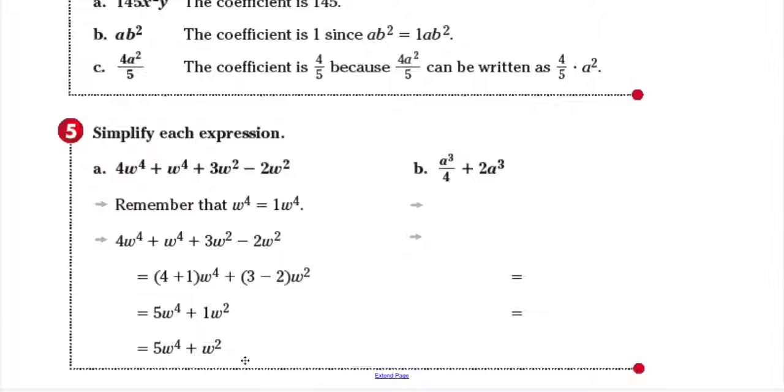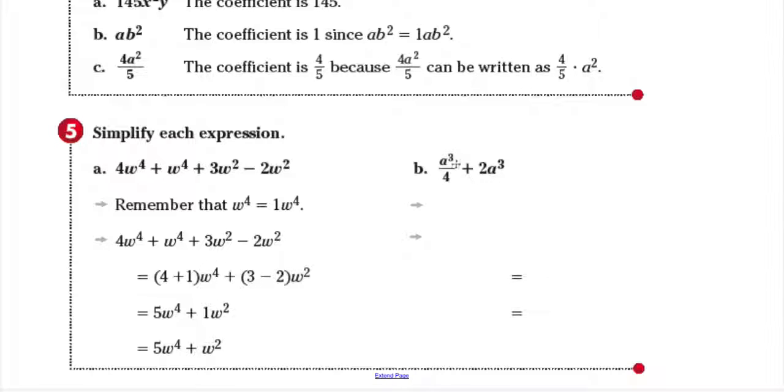5w to the fourth plus w squared. Again, why is this in simplest form? Because remember the definition: an expression is in simplest form when there are no like terms and there are no parentheses. And in this case, there are no like terms and there are no parentheses. This is in simplest form.